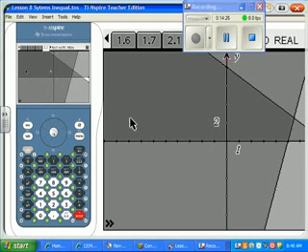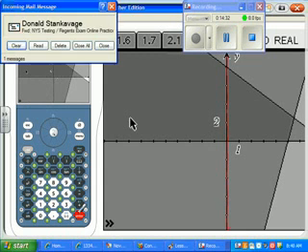We also have x is greater than or equal to 0. Greater than or equal to means it's going to be a solid line right on the y-axis. And when I shade, where is it going to be shaded?